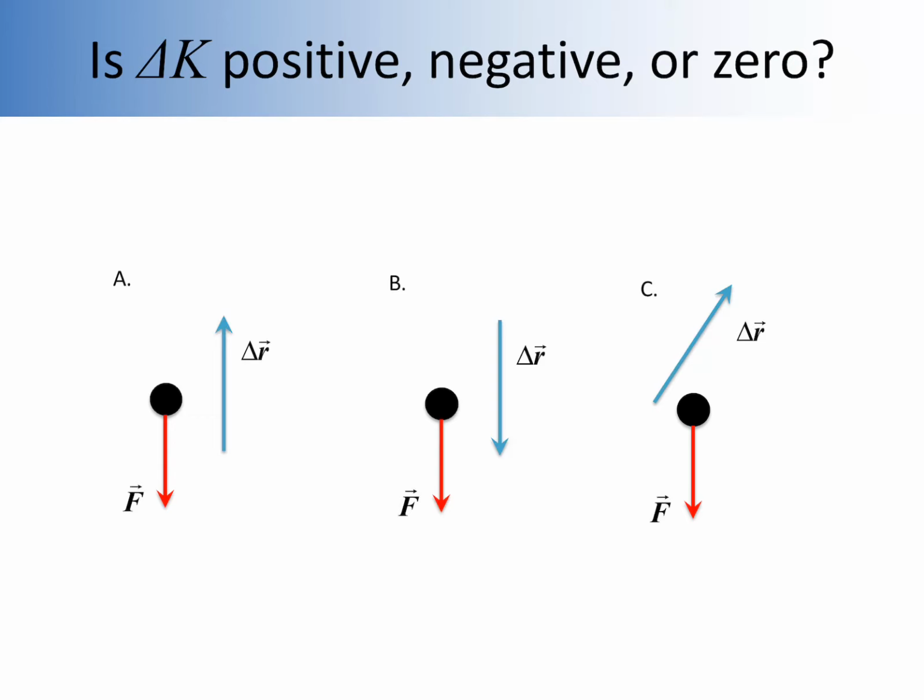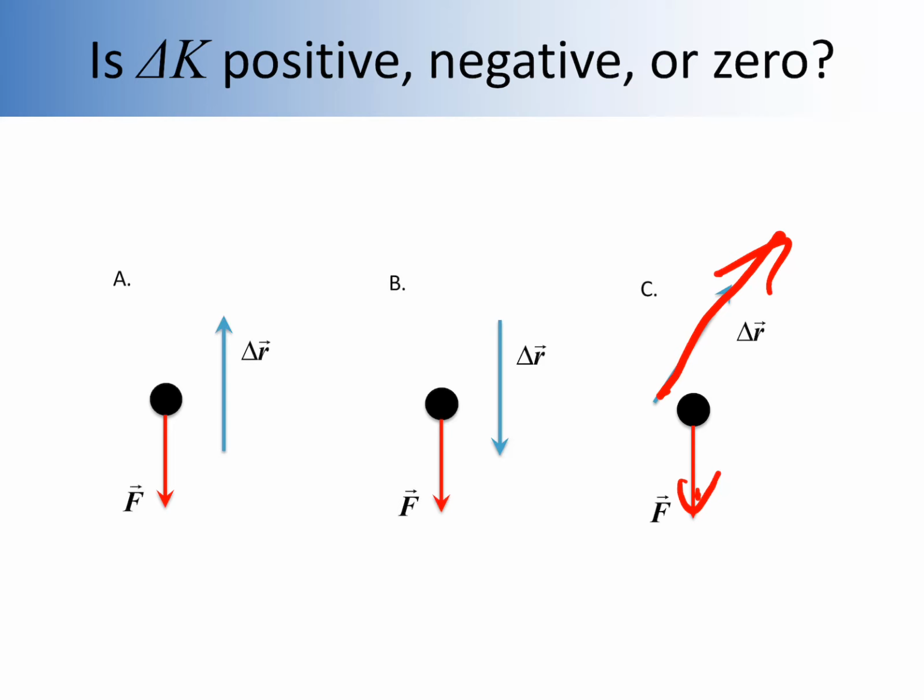Now let's check this example. You have 3 scenarios of force and displacement. Case A, is it going to do positive work or negative work? Write down your answer. Case B, force pointing down, displacement pointing down, is it positive or negative? Write down your answer. Case C, F pointing down, displacement pointing in this direction, positive or negative? Write down your answer.